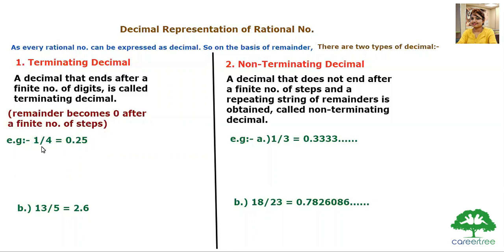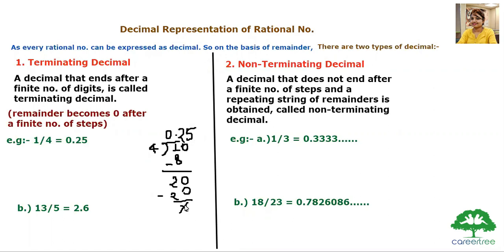For example, suppose you are taking the fraction 1 by 4, right? If you want to express it in the form of a decimal, you have to divide 1 by 4. You put the decimal sign first, then 2. So in this way you perform the division process, and you get the decimal 0.25. So 1 by 4 can be expressed as 0.25.